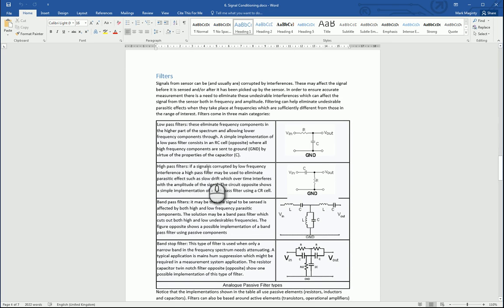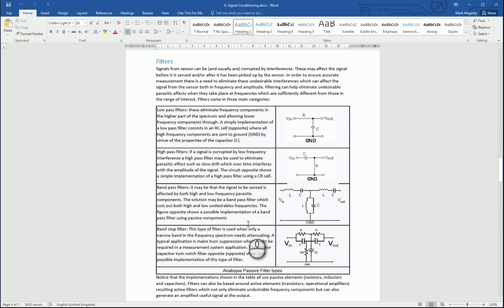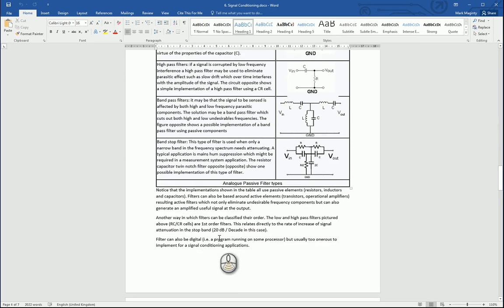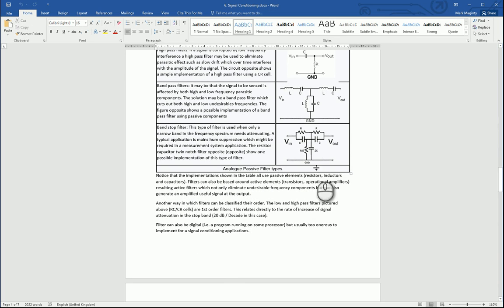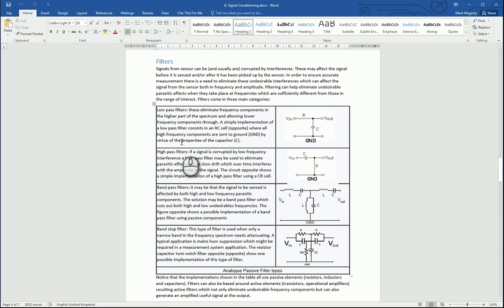Okay, different types of filters: low pass, high pass, band pass, band stop. And again, you're not going to be asked to reproduce any of these, don't worry that way. But you might be asked about different types of filters and why you might use a low pass filter over a high pass filter, for instance.